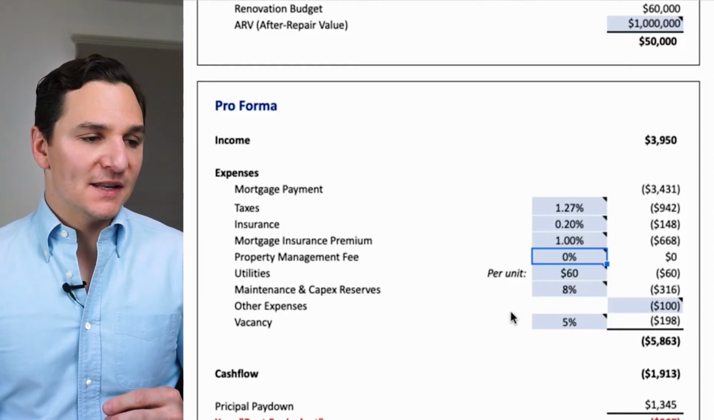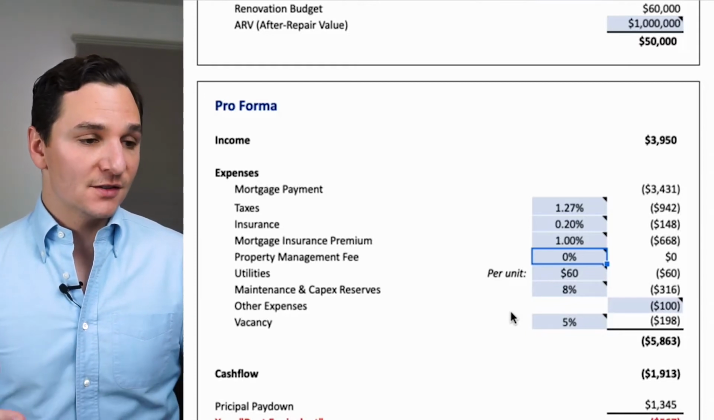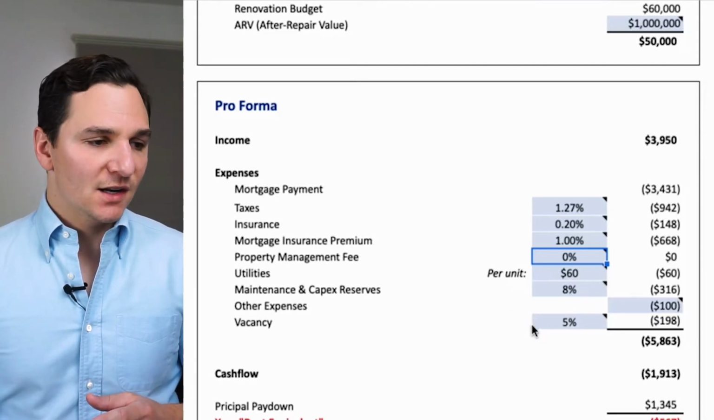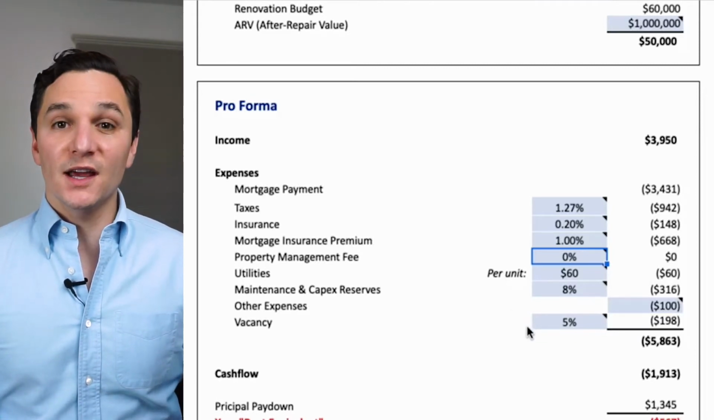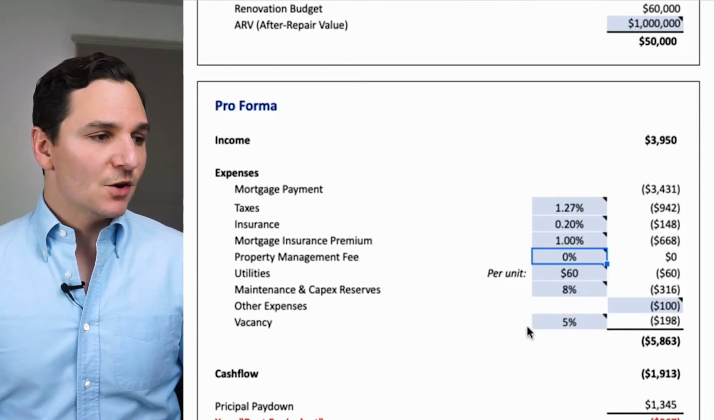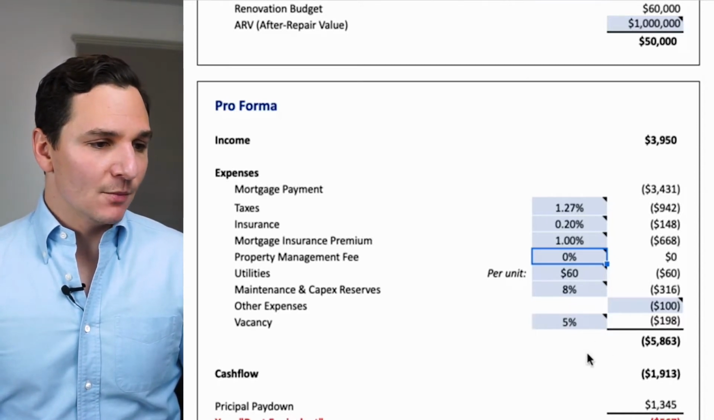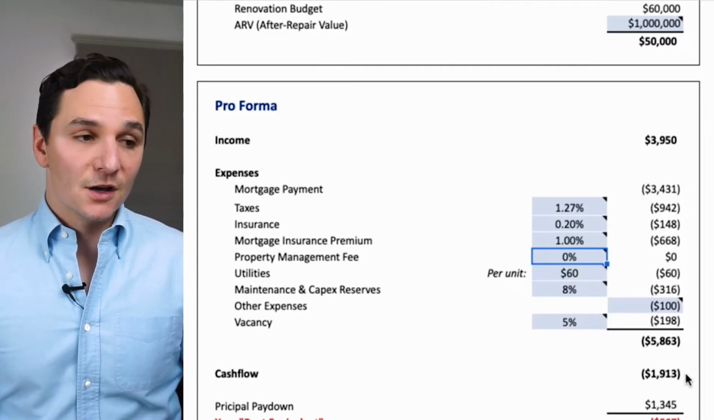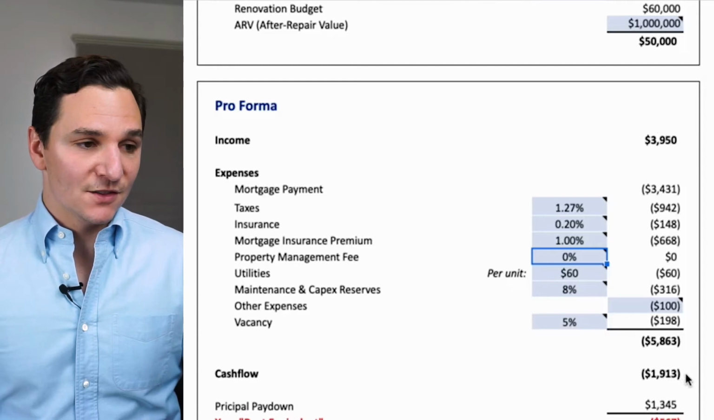If you want to factor in potential expenses for a lawyer or whatever else, this is where you put them. I've put in $100 a month for landscaping. And then finally, vacancy, I put at 5%, which is slightly above Los Angeles' long-term average of 4%. So when we subtract our expenses from our income, we end up with cash flow of negative $1,913, which reminds me of something else that I should mention about this pro forma.